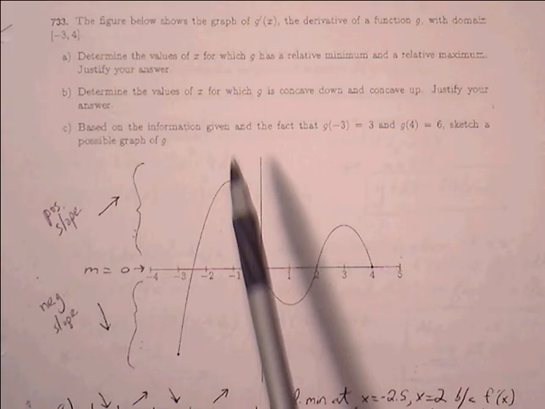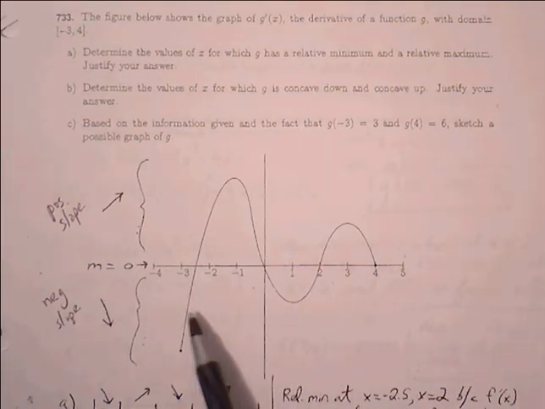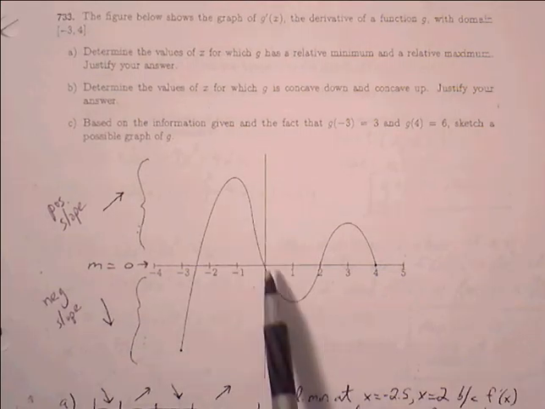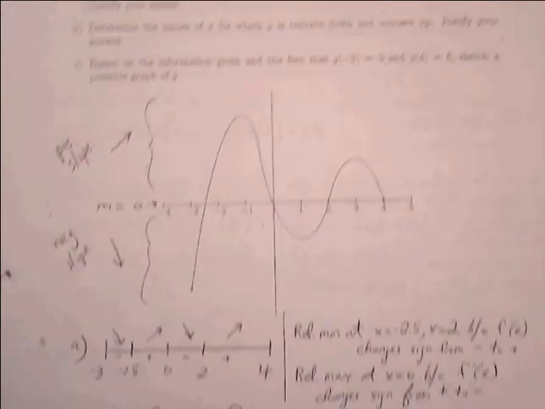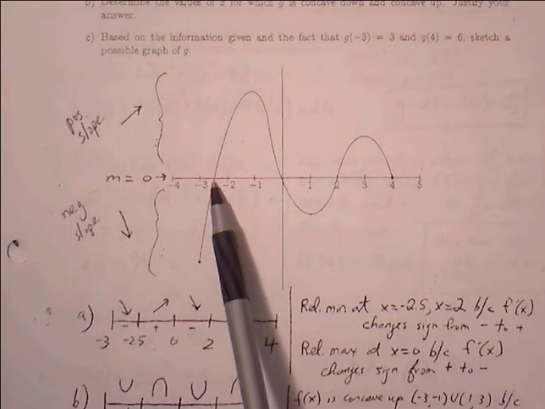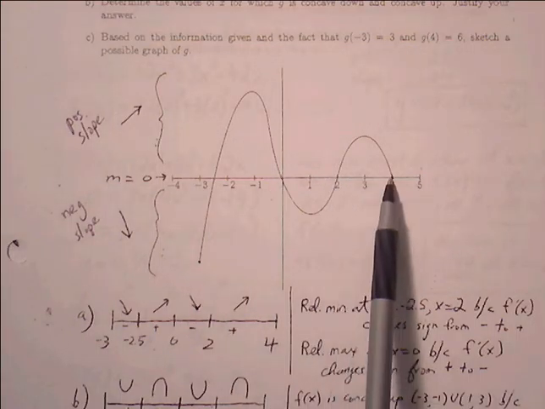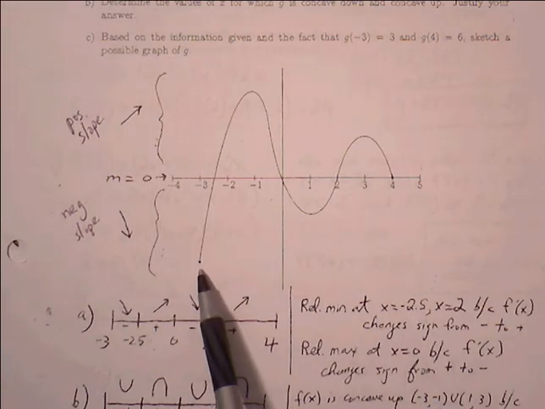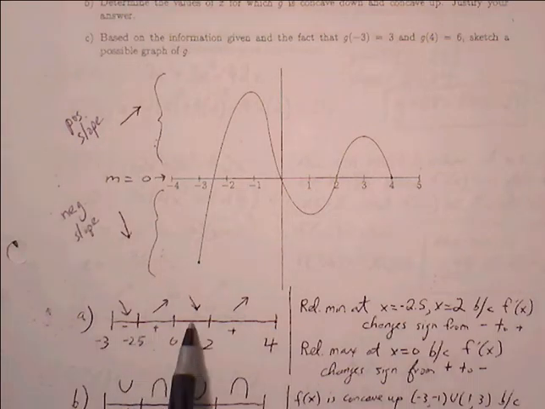Okay, so from there we should be able to create a sign line. I like to create a sign line so that I can have a better visual as to what the original graph looks like. So our critical points will be, I'll estimate, at -2.5, at 0, at 2, and then at 4, and I'm also going to include -3 because -3 is an endpoint. So I have my critical points at -2.5, 0, and 2.